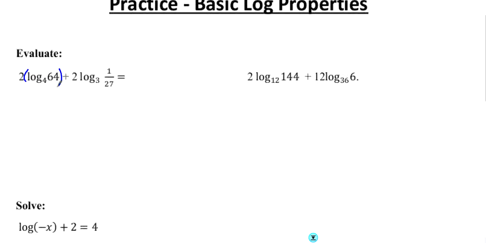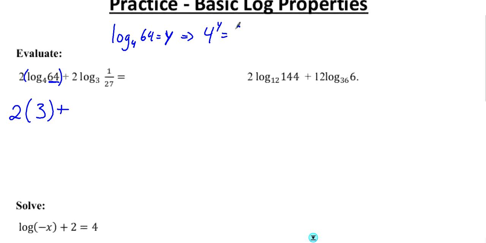If we're just looking at this part right here, this is going to be 2 times whatever this log base 4 of 64 is. Now remember, reading a log, this is basically saying the base, whatever number's in the base, to what power gives me the number that's sitting right here. So 4 to what power gives me 64? Well, that's 3. Or if we rewrote it, log base 4 of 64 equals y, and change it to its exponential form, it's 4 to the y equals 64, which is basically what we just said. And of course, 4 cubed is 64.